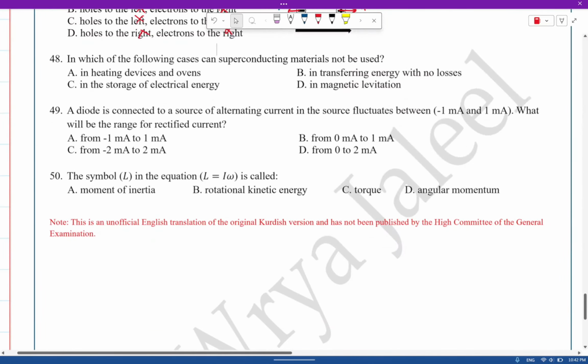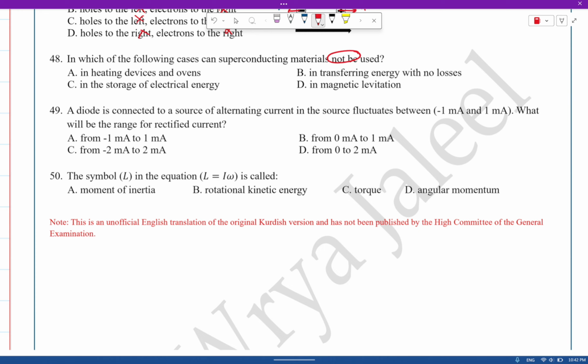That was 48 says, in which of the following cases can a superconducting material not be used? We know that superconducting materials are good conductors. This is a reason why we call them superconducting, because they don't lose energy. If they don't lose energy, that means there is no resistance. If there is no resistance, there is no heating effect, you can say.